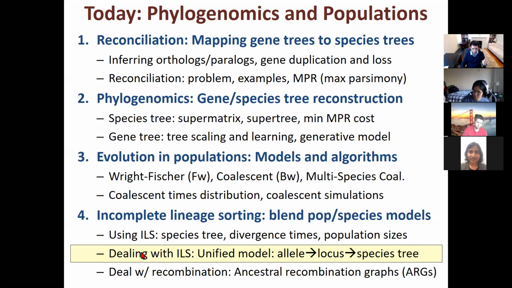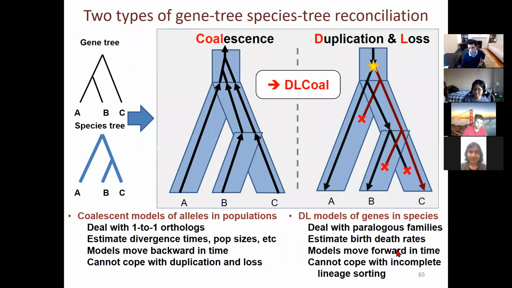But what we can also do is start building a unified model of allele evolution, locus evolution, and species evolution in the same context. Let's go back to our two views of gene evolution that we saw so far in this lecture. One of them was duplication and loss, where incongruence between a gene tree and a species tree was interpreted as a duplication event followed by loss, loss, and loss.